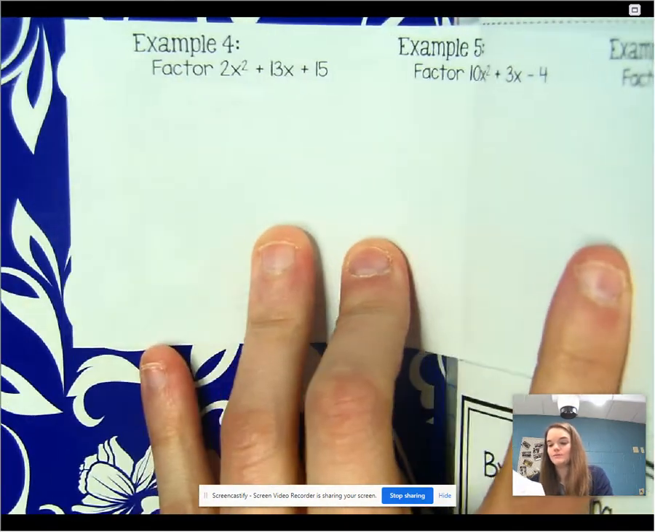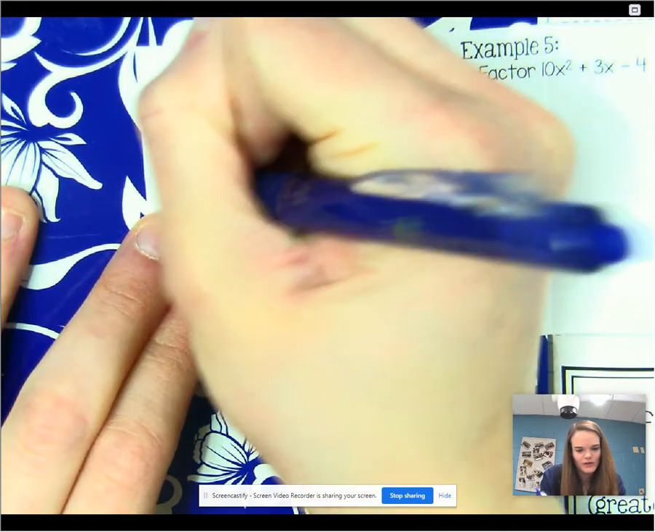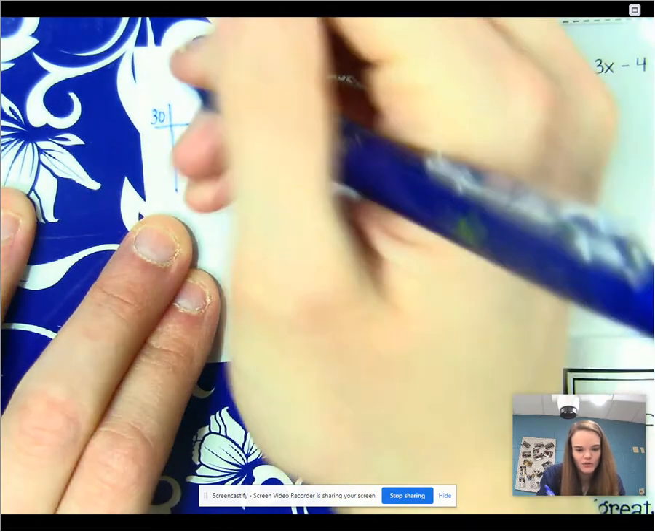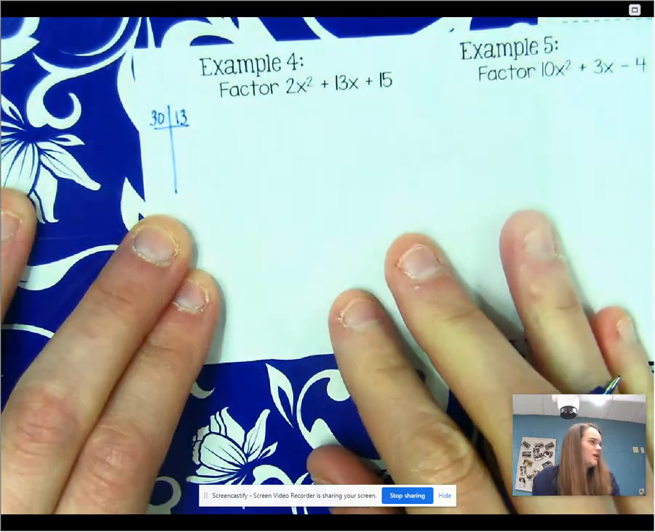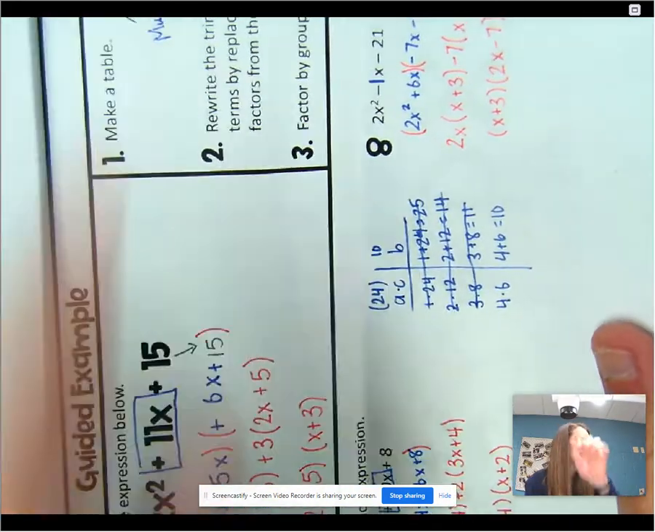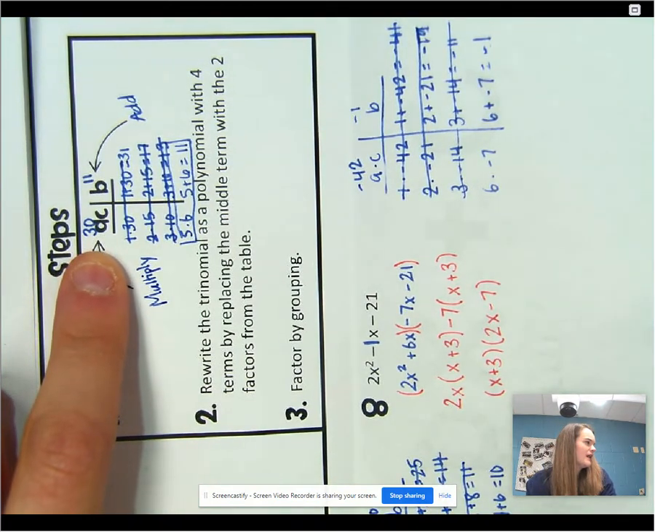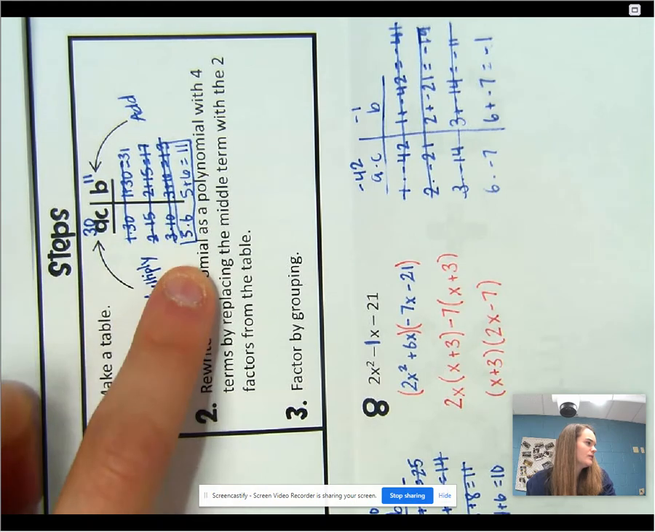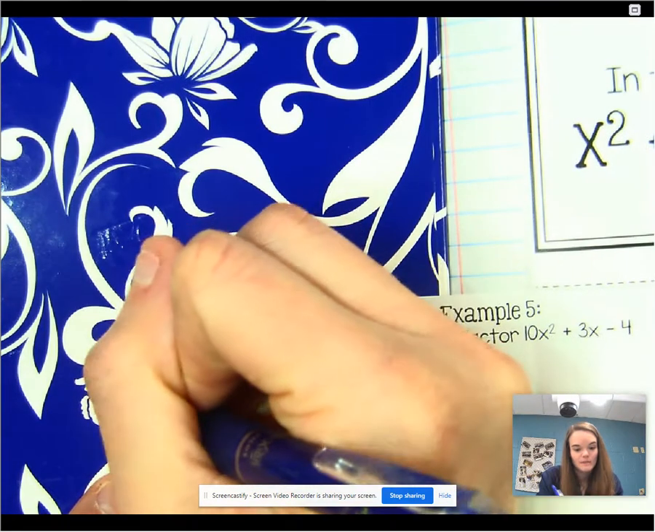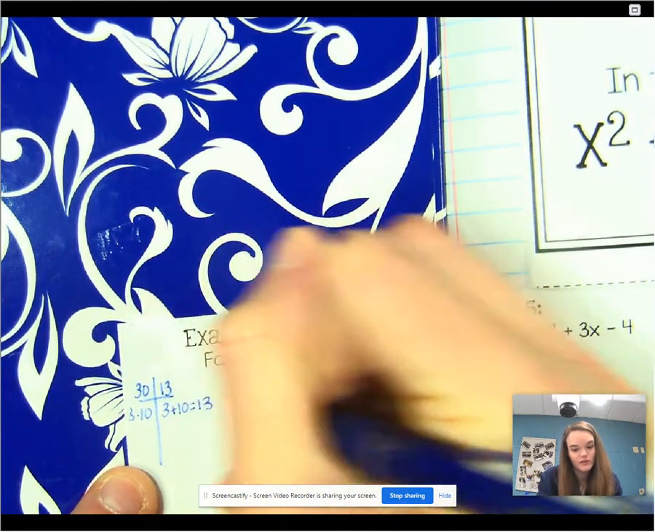Alright, example 4. I'm going to make a table on the left over here so I've got more room. 2 times 15 is 30, and in the middle is 13. Now I'm not going to go through them all this time, and I'm going to show you why. I already did factors of 30. See these factors of 30? I already worked on those. And I think I already had the one that was 13 right here. 3 times 10. So you can quit finding them if you've already got them somewhere. 3 times 10 is 30. 3 plus 10 is 13. So those are the ones I'm going to use.